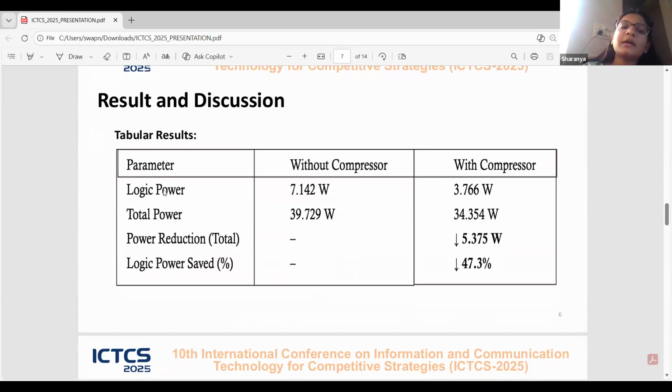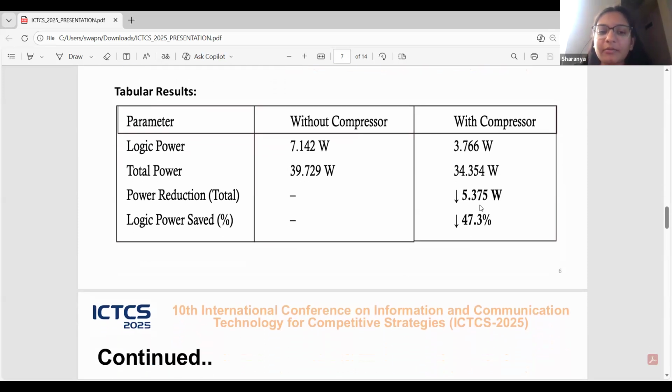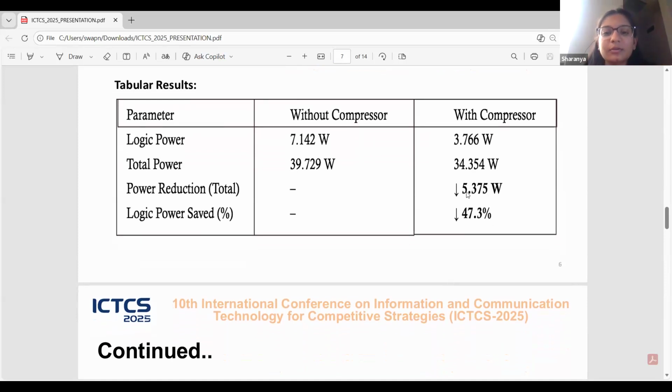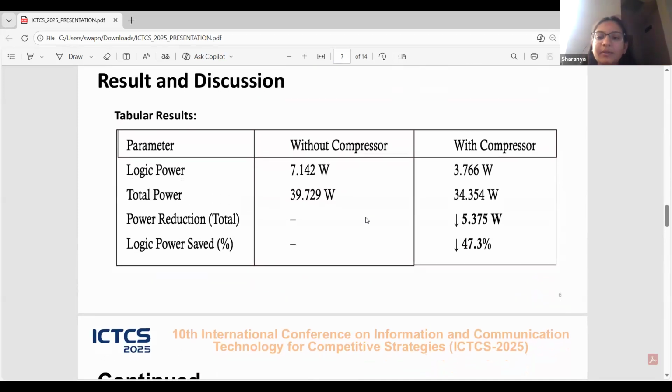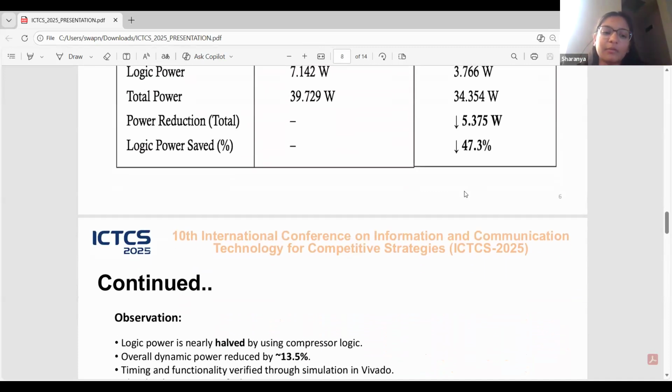As I have discussed previously, using this compressor module we can reduce a lot of power. The logic power consumed without a compressor is 7 watts, and there is a really good change after introducing the compressor: it's 3.7 watts. The total power consumption here is basically dynamic power only. Without the compressor it's 39.729 watts, and with the compressor it's 34.354 watts. So we have saved about 5 watts of power as compared to traditional multipliers, which is a good result after implementing the compressor into the multiplier module.